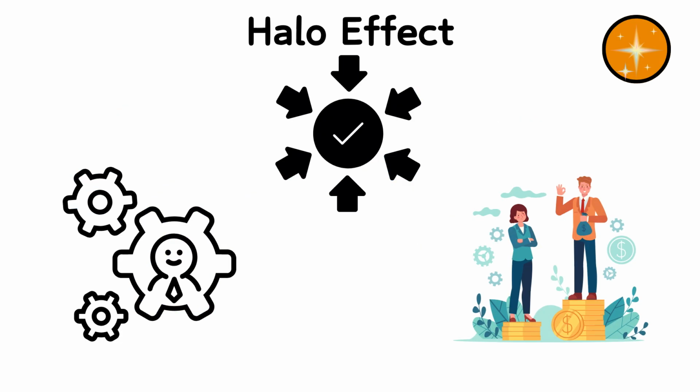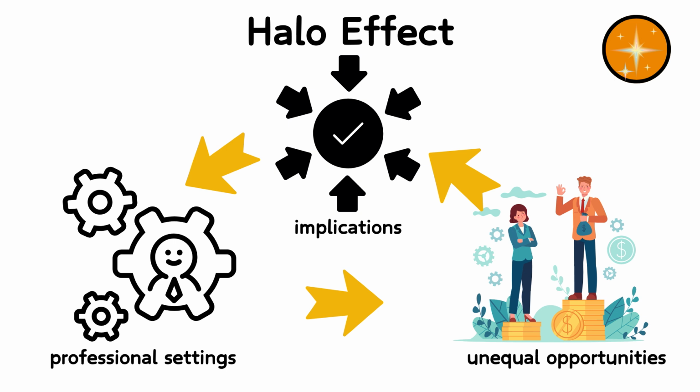This bias is not just a social nicety, it has real-world implications. In professional settings, for instance, a person's appearance or brief initial behavior can impact hiring decisions, performance reviews, and leadership assessments. In education, teachers may rate students more favorably in all areas if they excel in one. This can lead to unequal opportunities and judgments that are not based on comprehensive evidence.